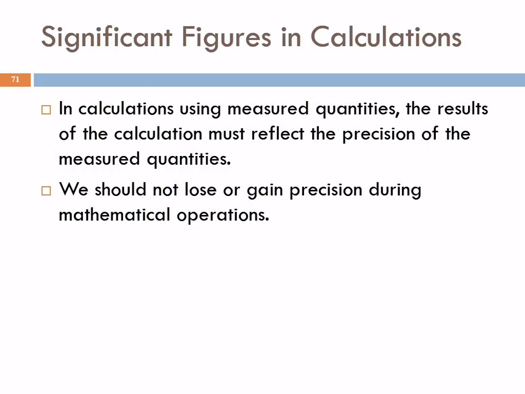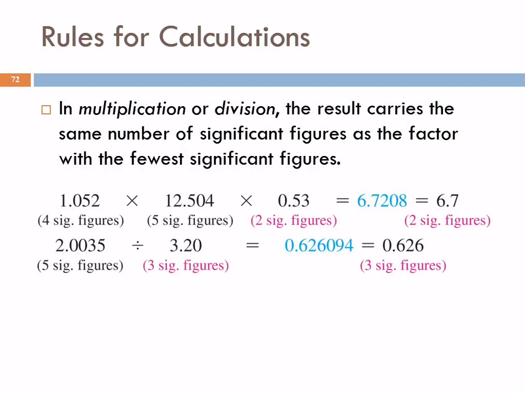When we have calculations with measured quantities, we shouldn't gain or lose precision just by multiplying or dividing. So we have rules. We count the sig figs, and then we apply these rules when we do the calculations. And yes, I know I'm going over, but we really need to finish this. So in multiplication or division, those are related operations in math, and they use the same rule. The result has the same number of significant figures as the factor with the fewest significant figures.